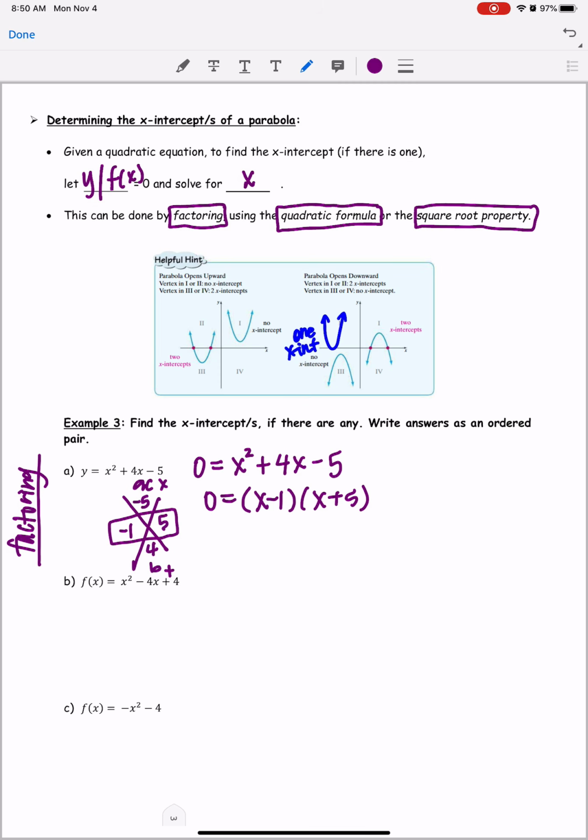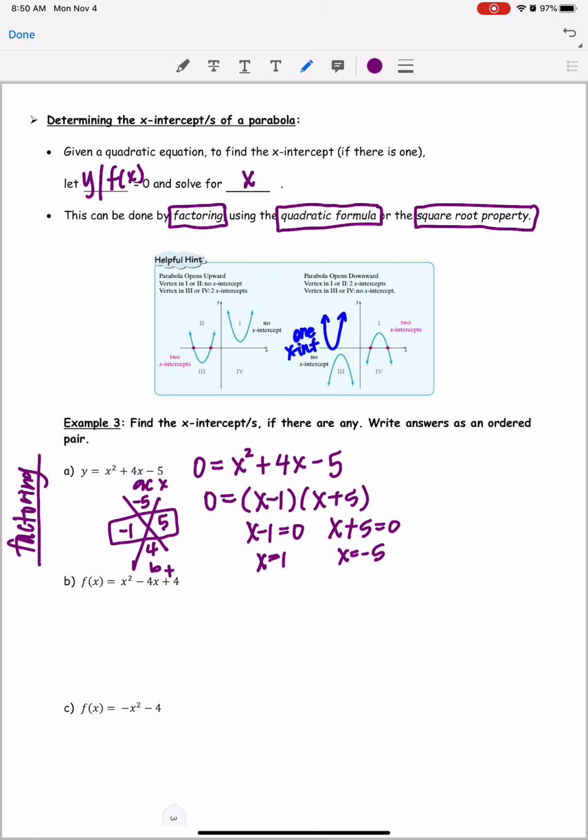And because I am solving, because we have an equal sign here, you have to take it one step further and say x minus 1 equals 0 and x plus 5 equals 0. So here you add your 1, and I'm going to get x equals 1. And then here you're going to subtract your 5, so you'll get x equals negative 5.